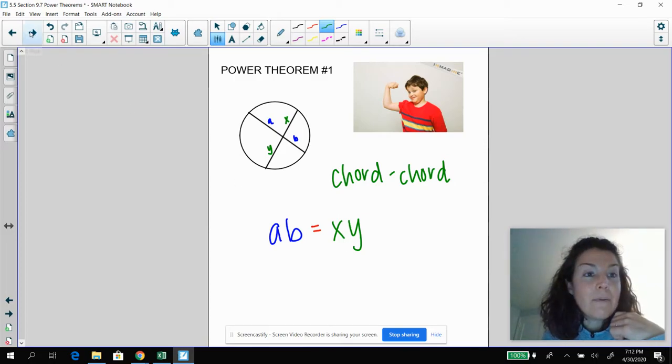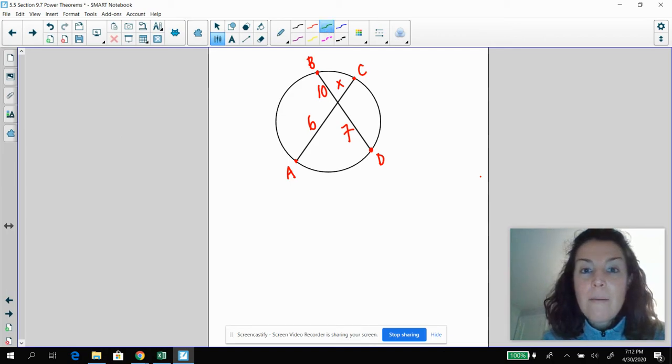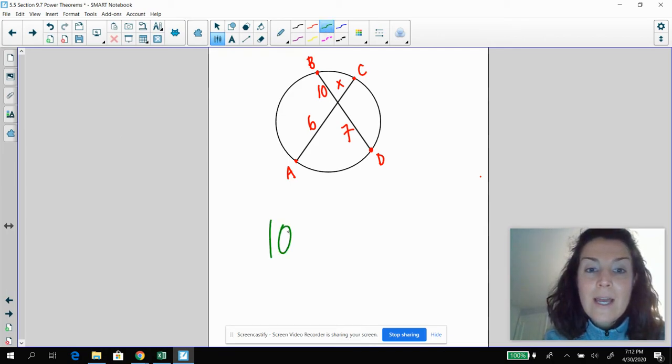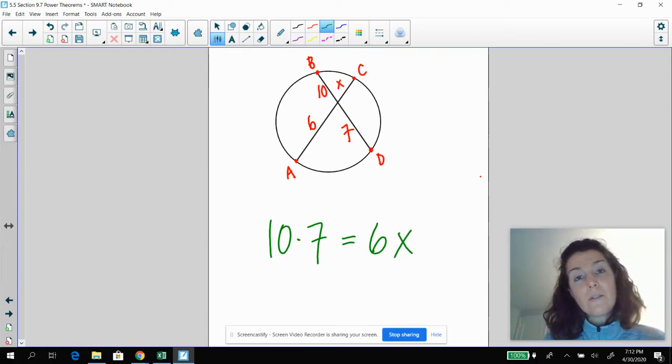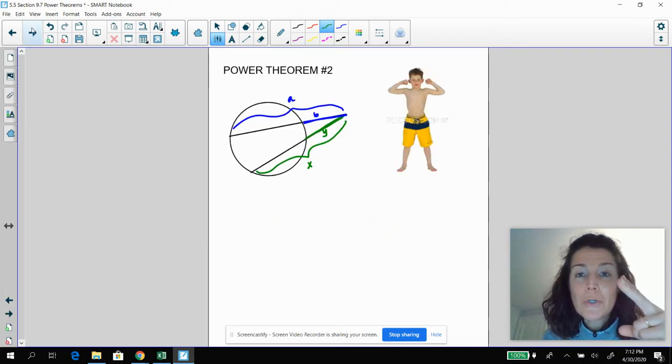So let's see an example of this guy. Here I've got two chords that cross in my circle, and I know that 10 times 7 is going to be equal to 6 times x. So 70 equals 6x. You just solve your equation, and you're done. That's all you got. All right, power theorem number 2.